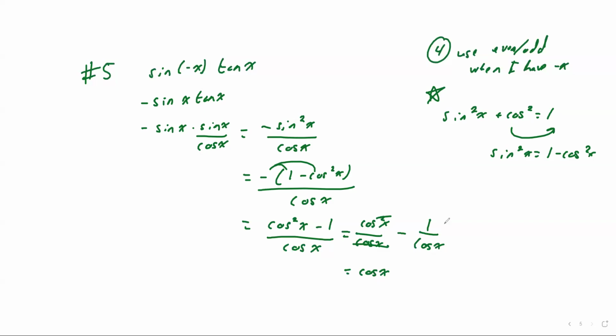And then here, using the reciprocal identity, I see that 1 over cosine x is the same thing as secant x. So that is what they call a more simplified answer, even though on a written test, I would have accepted this one as well. All right, let's look at a little bit harder one. Let's look at number 6.